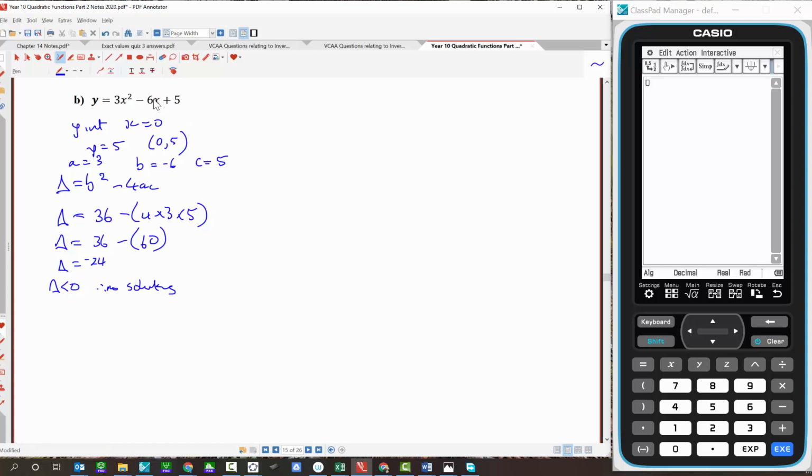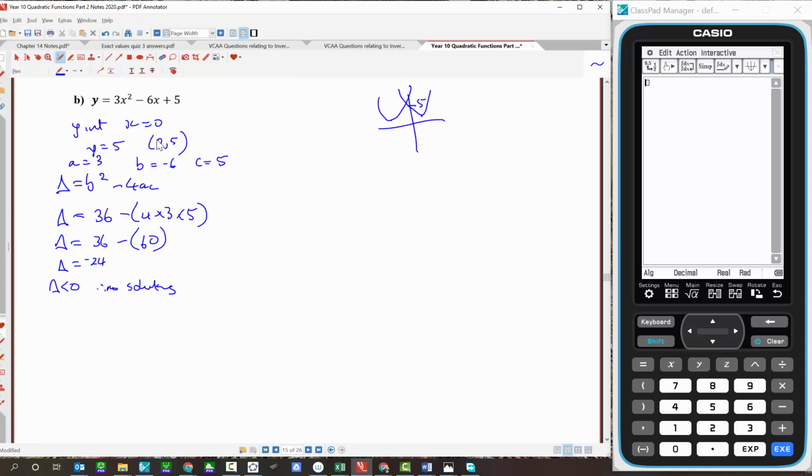Any attempt to factorize it, any attempt to complete the square to solve for x when y is equal to 0, any attempt to throw it all in the quadratic formula would be a waste of time at this point. All I know is that it has a y-intercept at 0, 5. This is my dodgy sketch just at this point, and it's going to have a turning point like here maybe, or here maybe. But that's all I know at this point.